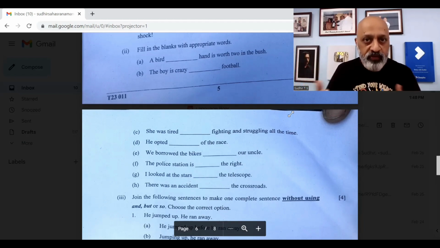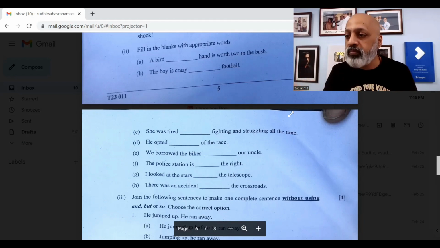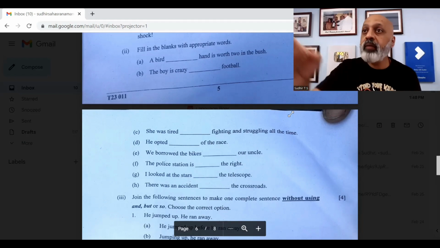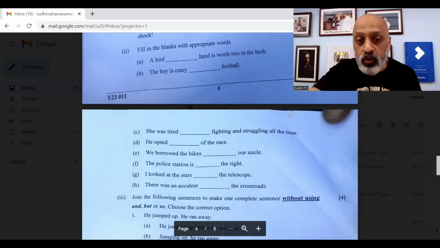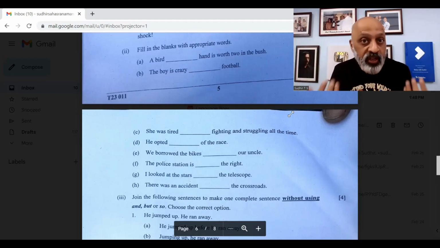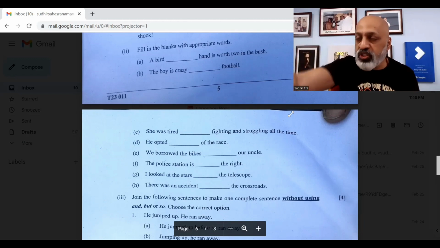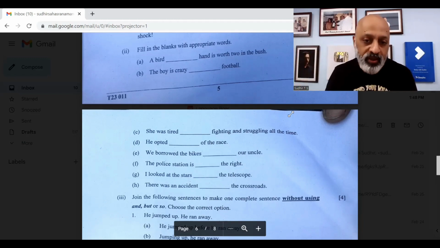Now, if it's a photograph, if someone is showing you a photograph of a police station, then you will say, oh, the police station is on the right as far as the photograph is concerned. But when you are saying, oh, you go ahead, the police station is to the right, that's when you say to the right. So here, since it does not give any indication about a photograph or anything, it would seem that the police station is to the right would be the correct one.